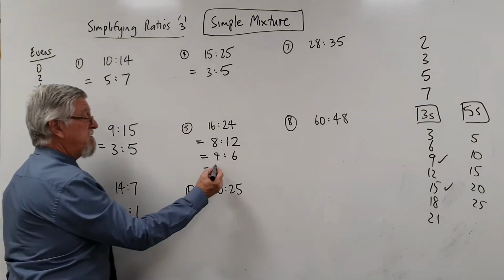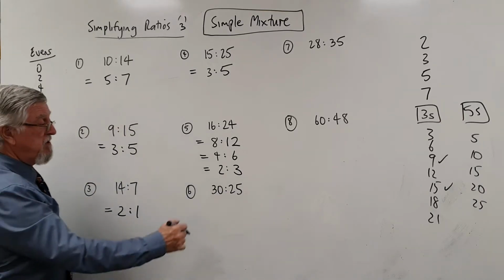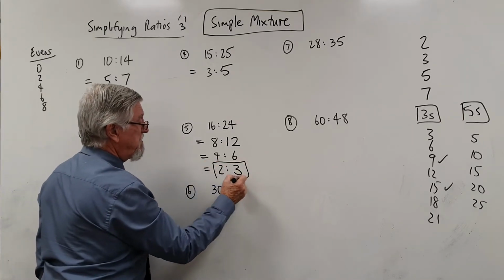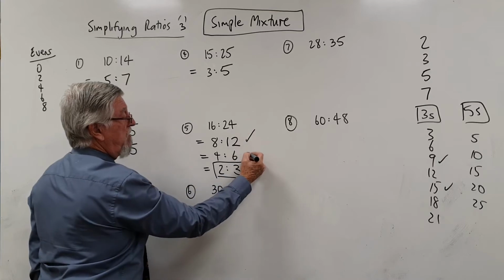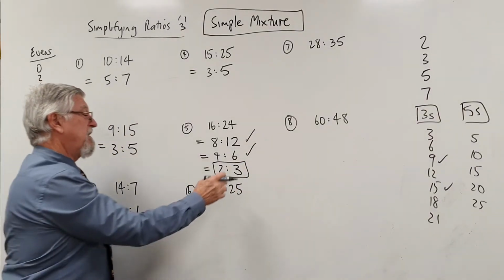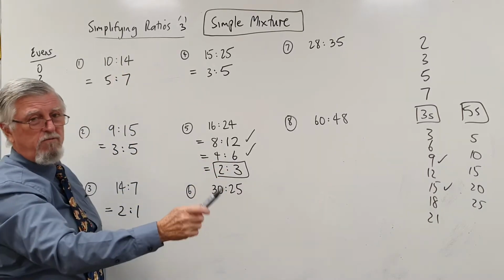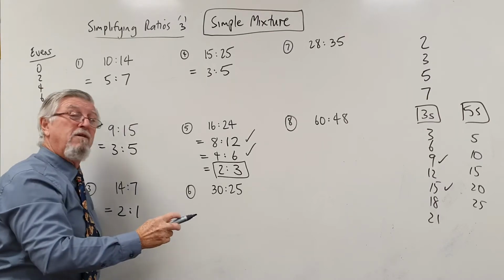And they're still even, so now I can halve the 4 and I can halve the 6. So you can keep going and going until you get to the simplest. Now often in a test, a lot of students will have that, or they'll have that, and the teachers will give them half marks because they didn't get down to the best answer.